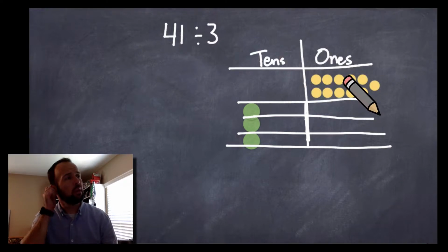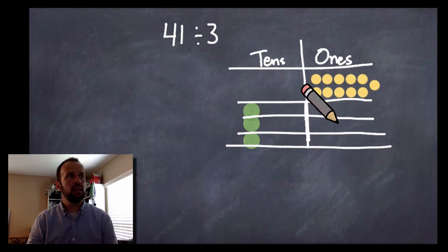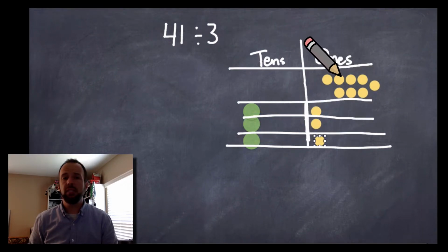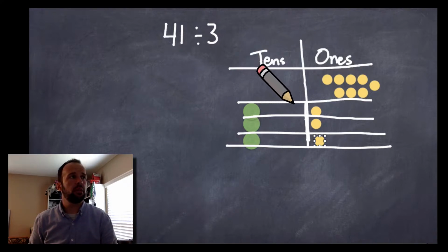Perfect. So I unbundled that 10 into 10 ones, and I had 1 one over there already, so now I have 11 ones. I'm going to start to divide them into the 3 groups, just like I did with my tens. If I put 1 in each group to start, 1, 2, 3, do I have enough to keep going? I have 8 left, so I have plenty more to keep going, so let me keep doing that.